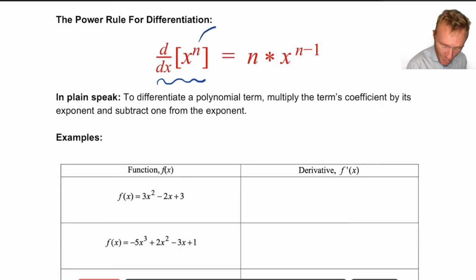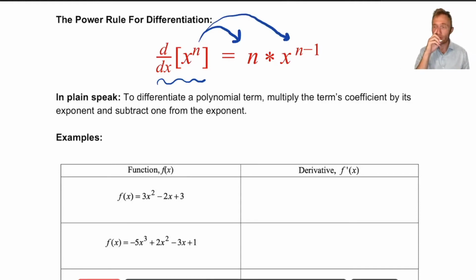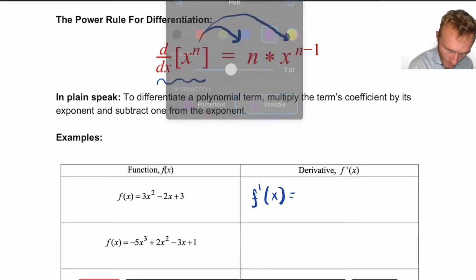So what happens is you take this n, you multiply it by whatever is in front of the x, and you reduce the degree, you subtract 1 from the exponent. And so we'll do this step by step for a couple here. Let's say we do f prime of 3x squared minus 2x plus 3. One step at a time. We'll do first 3x squared.